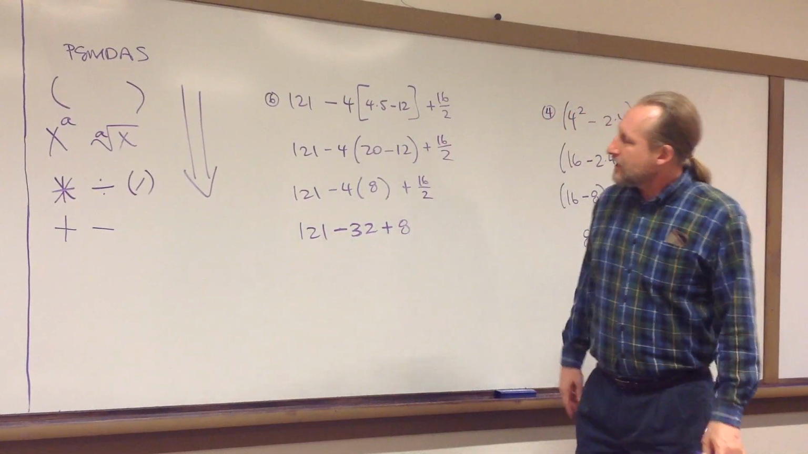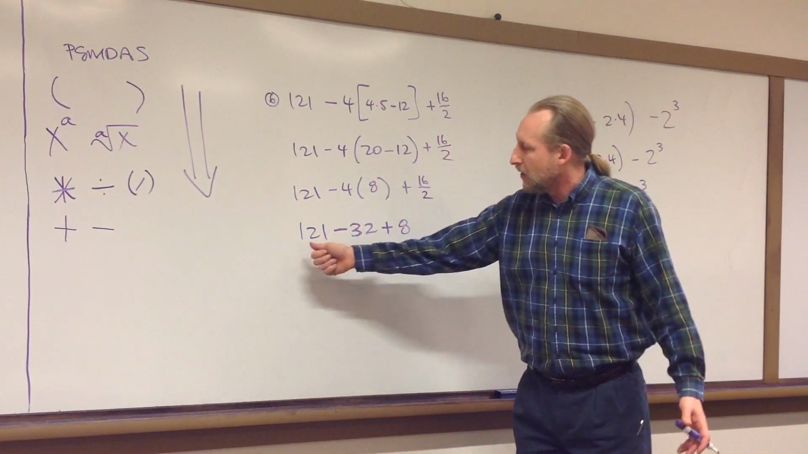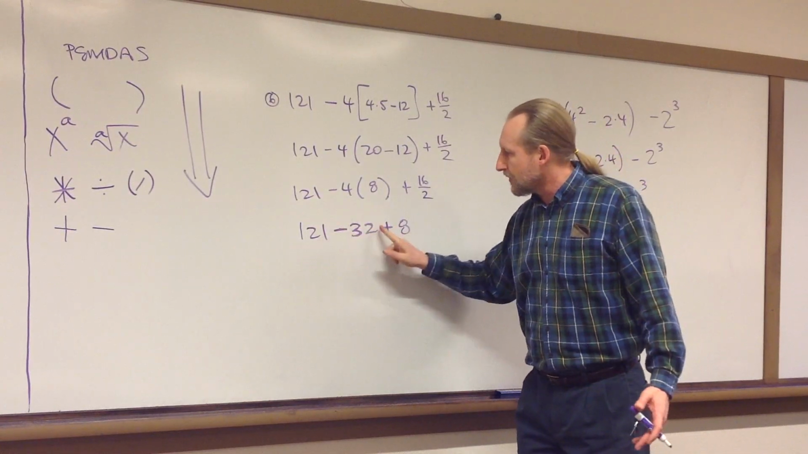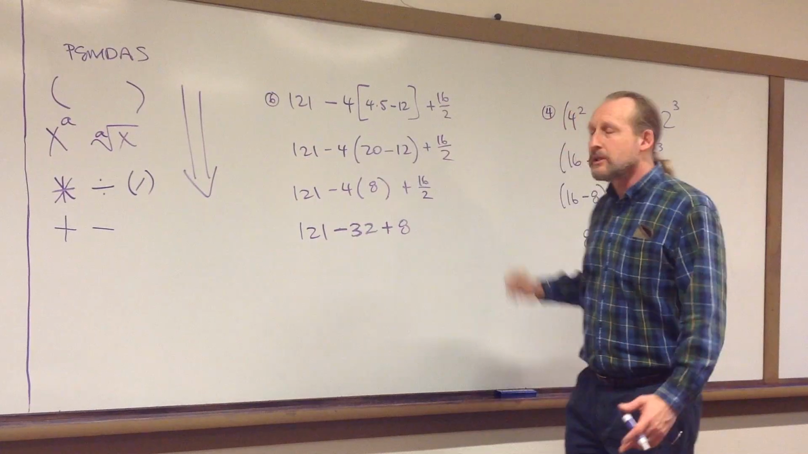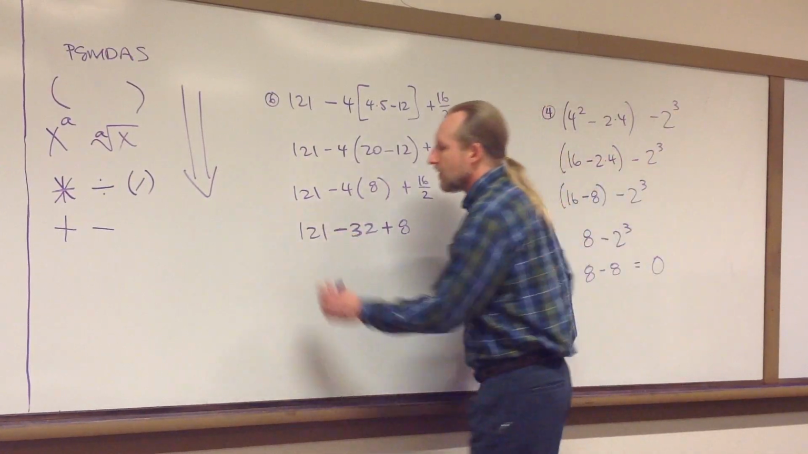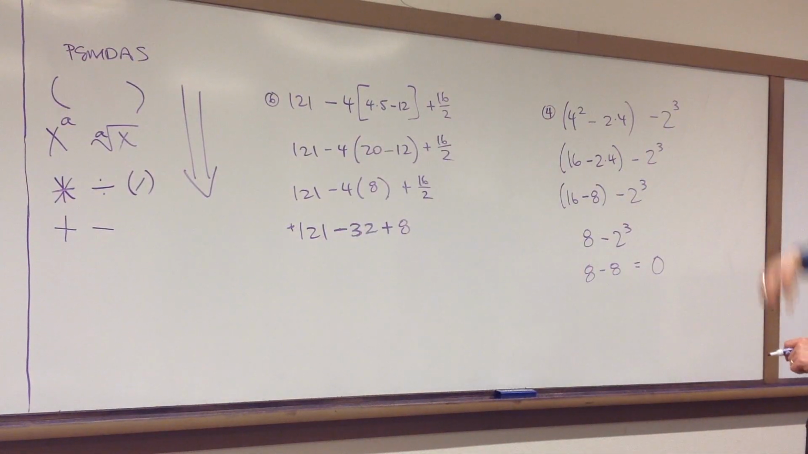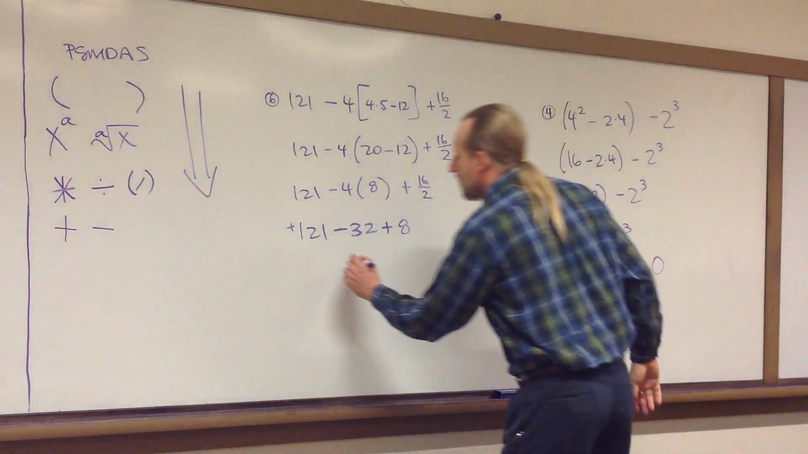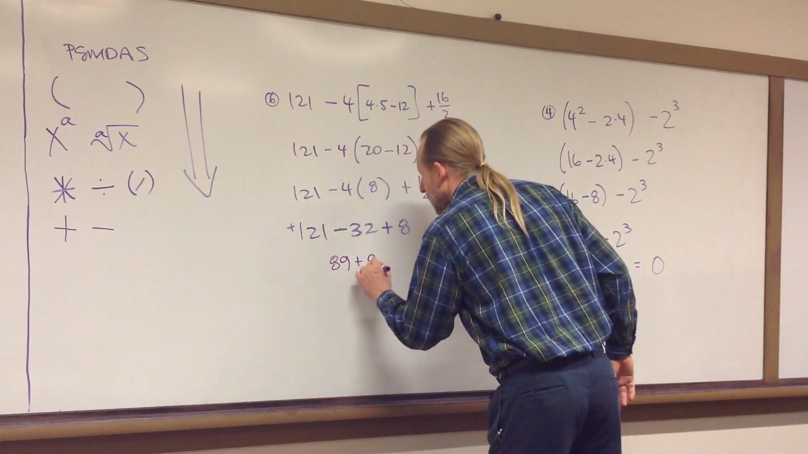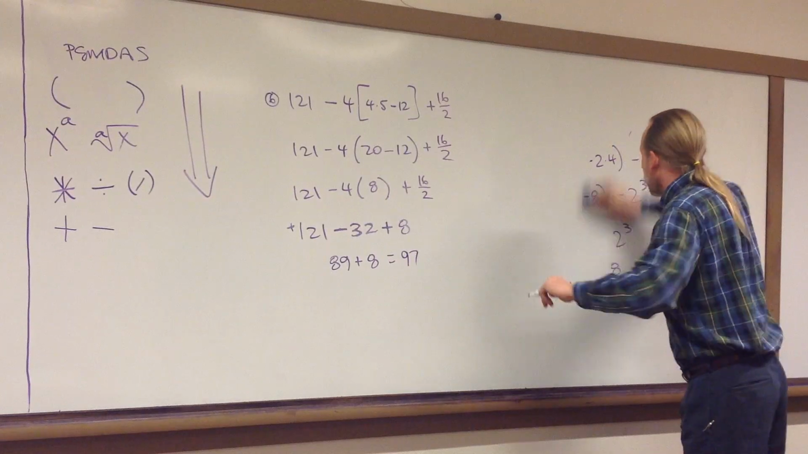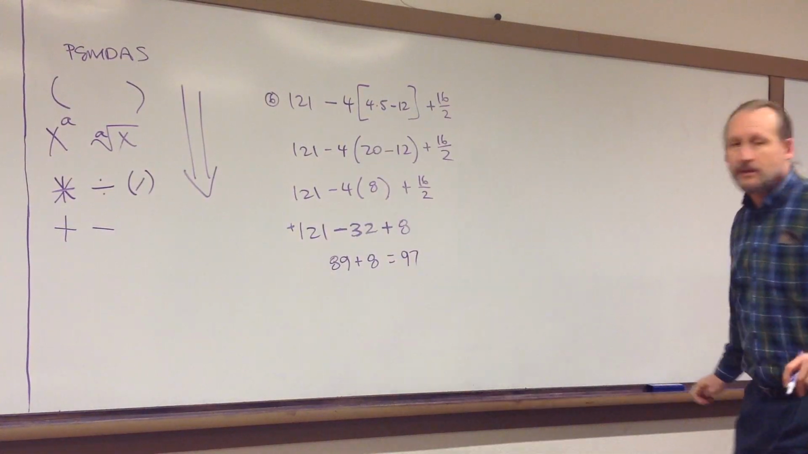Okay? So you can go in any order you want, but you can't go like 121 minus 8. That minus is attached to the 32. That plus is attached to the 8. And if there's nothing in front of a number, that means plus. All right, let's see here. So 121 minus 32, what is that going to be? 89 plus 8 should be 97. Okay. Well, let's keep going with these.